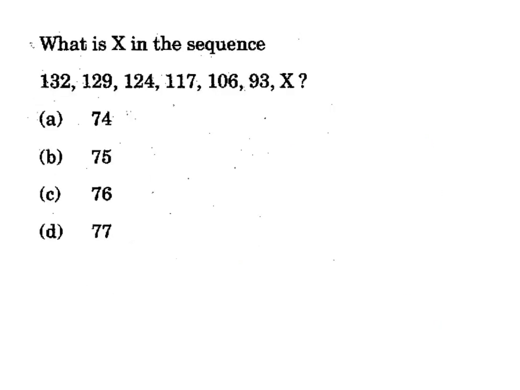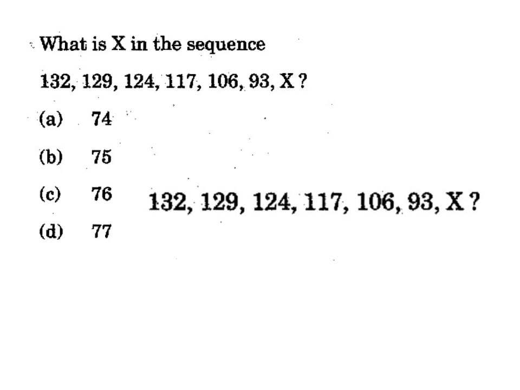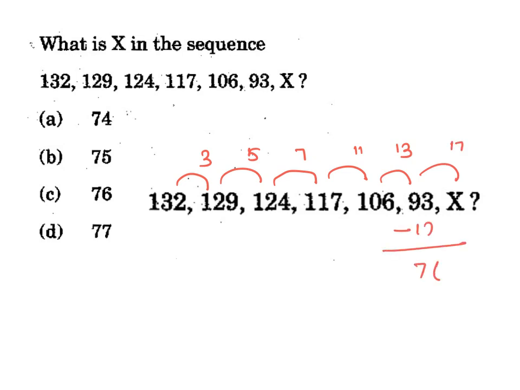What is x in the sequence? Now look at the sequence clearly. Now this is the given sequence. First it is decreasing by 3. Then after it is decreasing by 5. Then after it is decreasing by 7. Then after it is decreasing by 11. Then after 13. So if you observe the numbers 3, 5, 7, 11, 13, these are not odd numbers, these are actually prime numbers because 9 is missing in between. So the next prime number would be 17. So subtract 17 from 93, that would be 76. So the answer is 76 here.